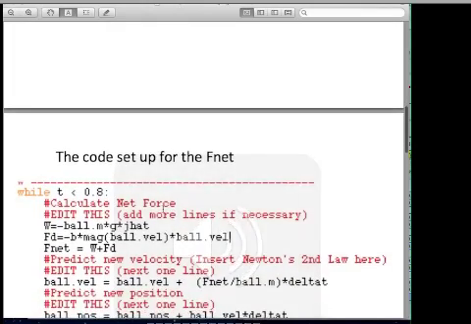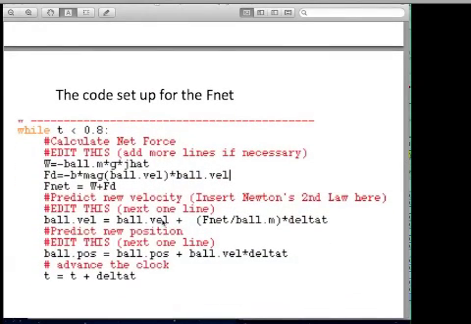So basically, this is the code that was set up for F-net. Here you have the line for the weight force or the gravity, which is the ball mass times the gravity times the negative j hat. And then you also have the drag force, which is negative b times the magnitude of the ball velocity times ball velocity. And then the F-net here is clearly the weight force plus the drag force.